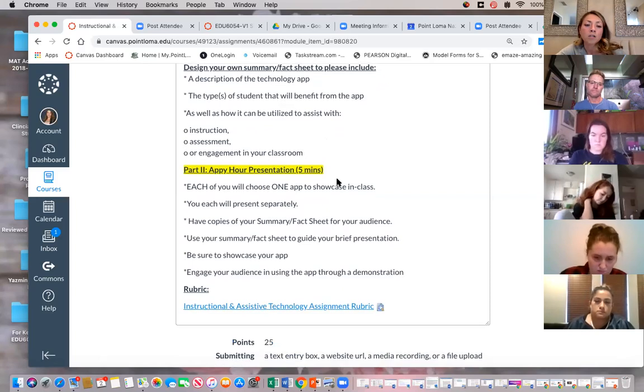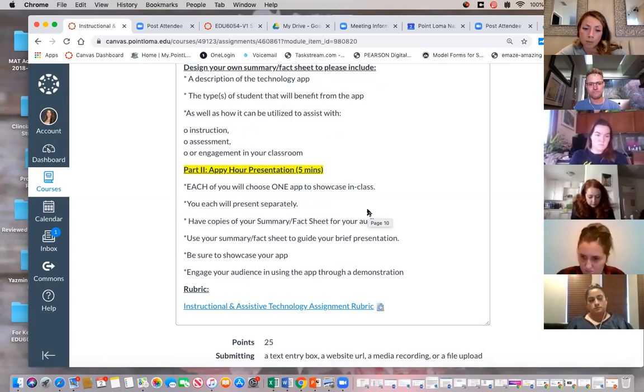And then the part 2 is each of you will choose one app to showcase in class. You each will present separately. Have copies of your summary fact sheet. You don't need to do that. You'll just need to submit that to me, and then I can make them available to people as well. And via email or on Canvas, I'll upload those.